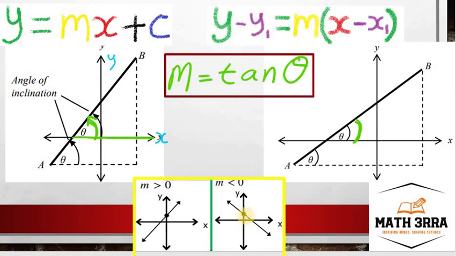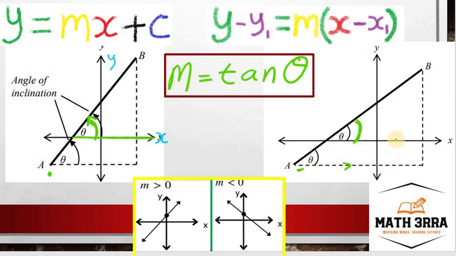Now you may be wondering, but we have another theta there at the bottom, and then we've also got another theta here at the bottom. What about those thetas? What's happening there? Well, they are still angles of inclination. How so? Because even though they are not on the x-axis, they are angles of inclination because there's this dotted line.